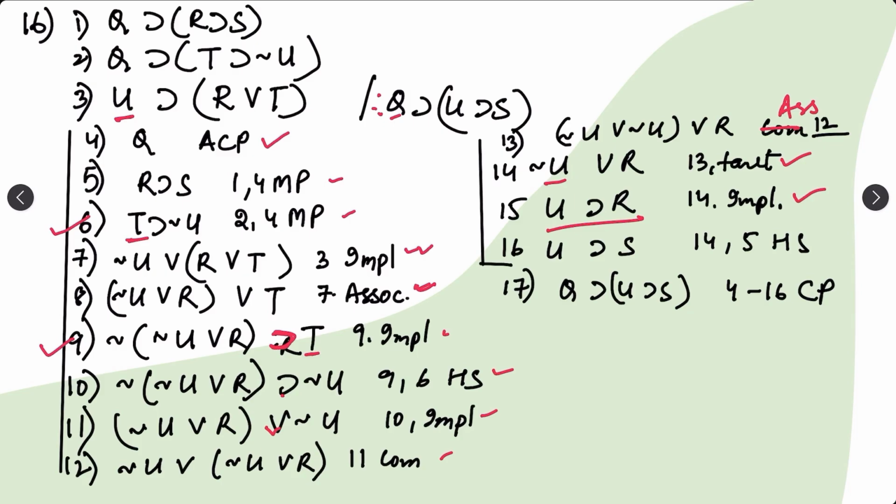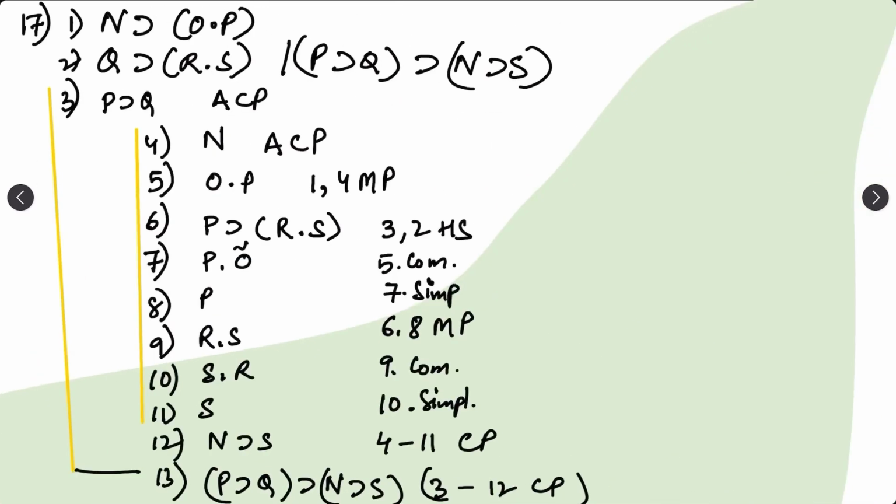Now if you see the 5th one, we have R horseshoe S. So you have U horseshoe R and then R horseshoe S, so you get U horseshoe S by using hypothetical syllogism. So here it will be association, not commutation.